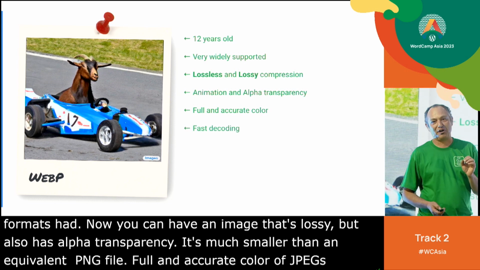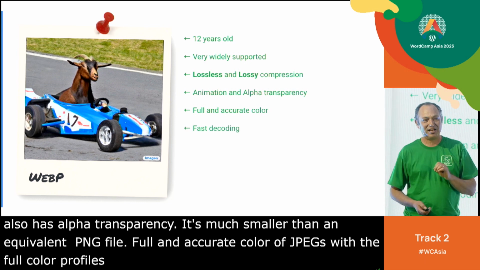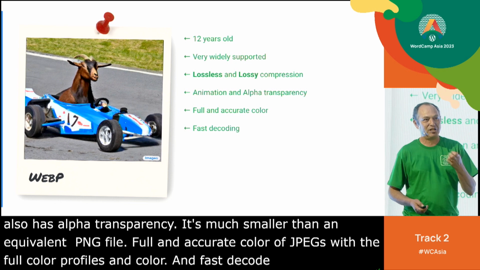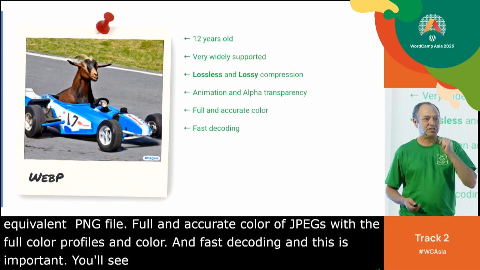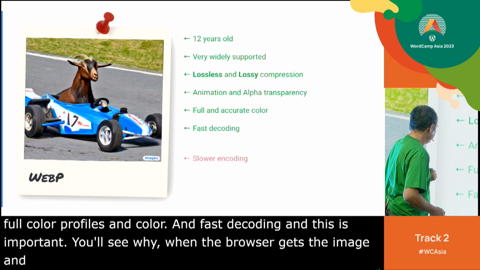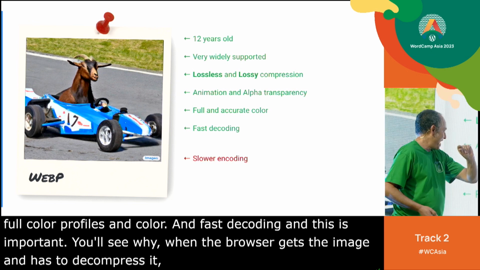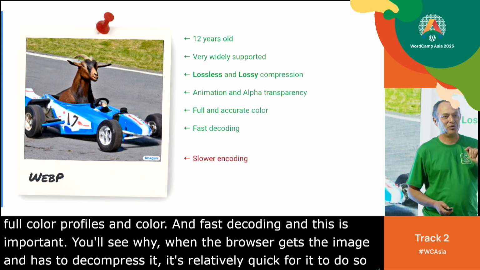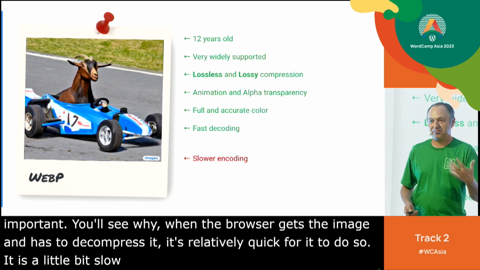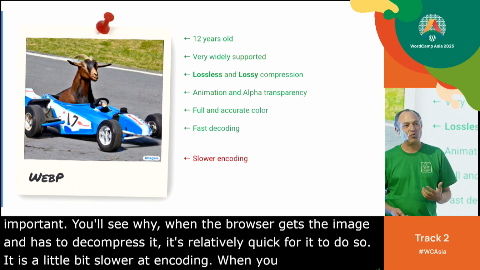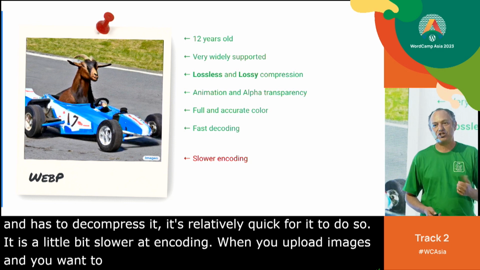So this is important, and you'll see why on the next couple slides. That means when the browser gets the image and it has to decompress it, it's relatively quick to do so. It is a little bit slower at encoding, though. So when you upload images and you want to compress them into the WebP format, that takes more work on the server than doing the JPEG compression.